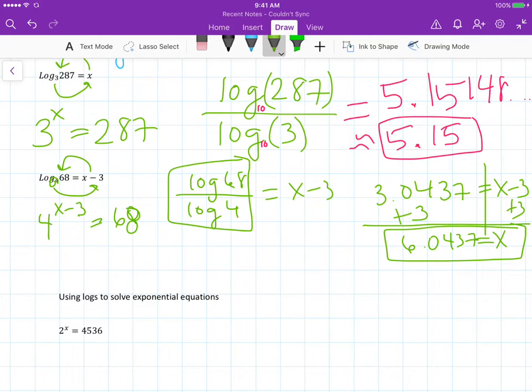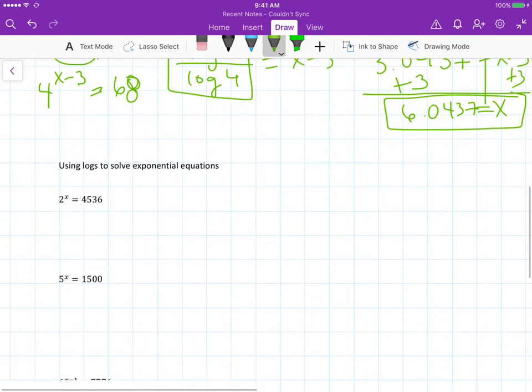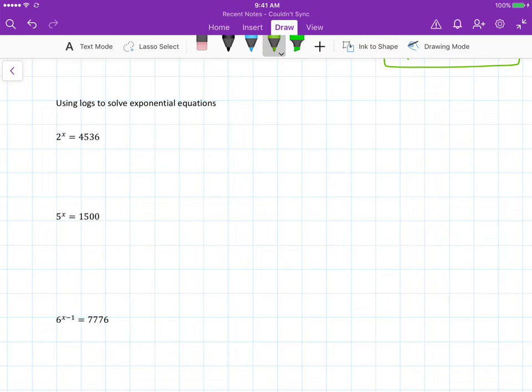Now that we know the change of base, we know all of the rules of logs, product rule, quotient rule, change of base, and power rule, I want us to use logs to solve exponential equations.